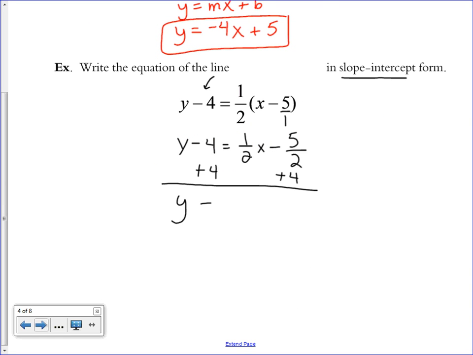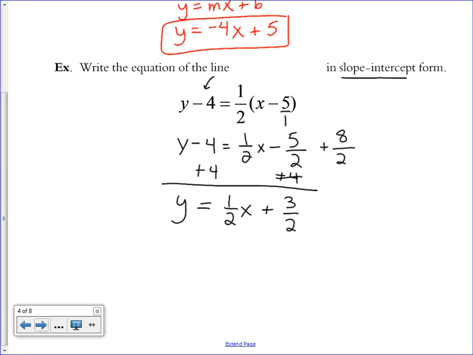On the left, y will be alone. On the right, the 1/2 x stays the same, right? We're not adding 4 to that. And we need to add 4 to the fraction -5 over 2. So for this, we need a common denominator, which means you need to add something over 2. And then we turn 4 into 8 by multiplying that by 2 as well. So adding 4 is the same as adding 8 over 2. So negative 5 over 2 plus 8 over 2 is positive 3 over 2.